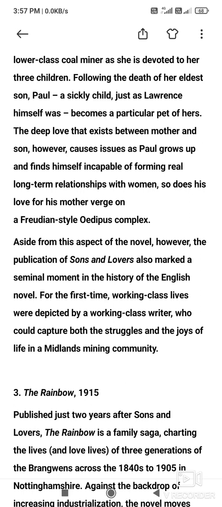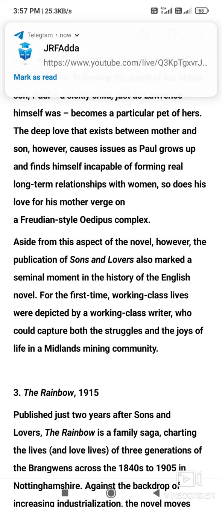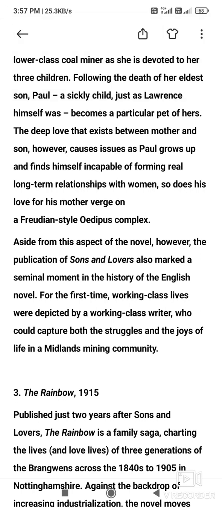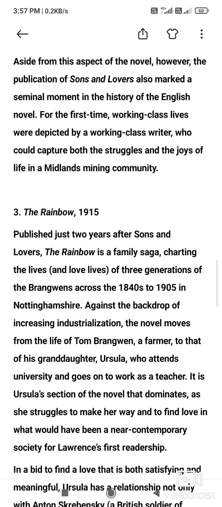Aside from the aspect of the novel, however, the publication of Sons and Lovers also marks a seminal moment in the history of the English novel. For the first time, working class lives were depicted here, and by a working class writer who could capture both the struggles and the joy of life in a Midlands mining community. So this is how the storyline. उसके बाद हम बात करेंगे जो वर्क है वो है रेनबो.